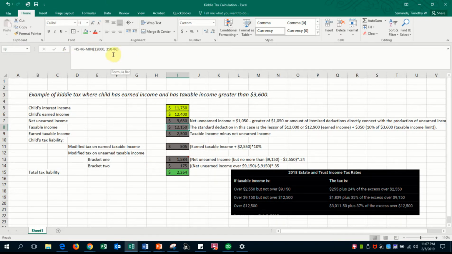That $350, by the way, is given to us, and it's 10% of the maximum limit of $3,600 before we have to make these extra calculations. So the $350 is given, and I have that written out to the right as well. Now we've got the taxable income calculated. We need to calculate the earned taxable income. And the earned taxable income then is going to be the taxable income less the net unearned income. And that's at $2,500.